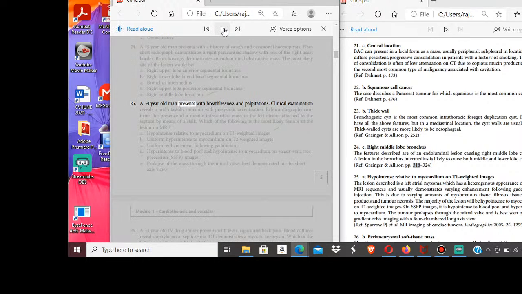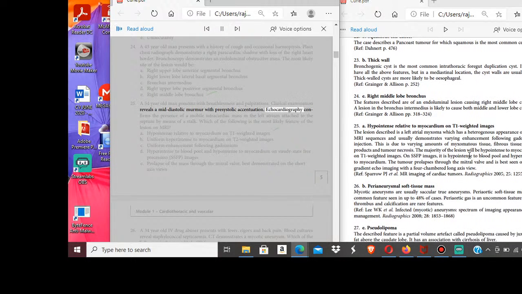25. A 54-year-old man presents with breathlessness and palpitations. Clinical examination reveals a mid-diastolic murmur with presystolic accentuation. Echocardiography confirms the presence of a mobile intracardiac mass in the left atrium attached to the septum by means of a stalk. Which of the following is the most likely feature of the lesion on MRI?